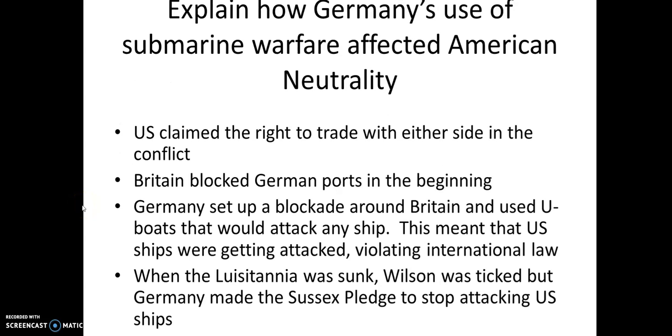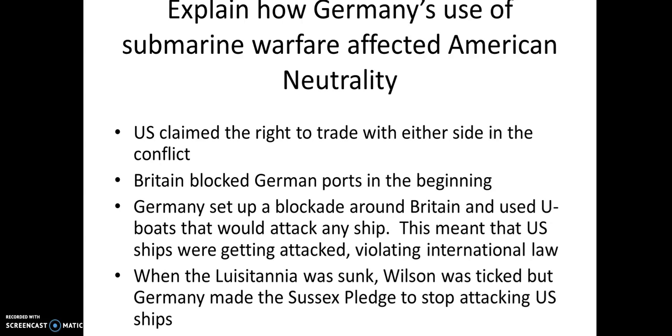All right. Finally, we are at the third objective for 12.4. Explain how Germany's use of submarine warfare affected American neutrality. So the U.S. said, I am not in this war, so therefore I have the right to trade with anybody on either side of this conflict. So they're sending trade ships. Well, Great Britain says, no one's going to leave Germany, no one's going to enter Germany, we're going to surround Germany. And so they blocked Germany's ports in the beginning.